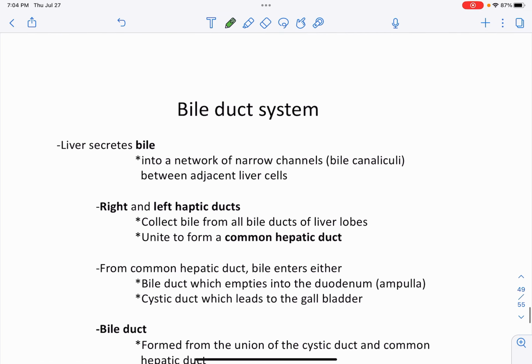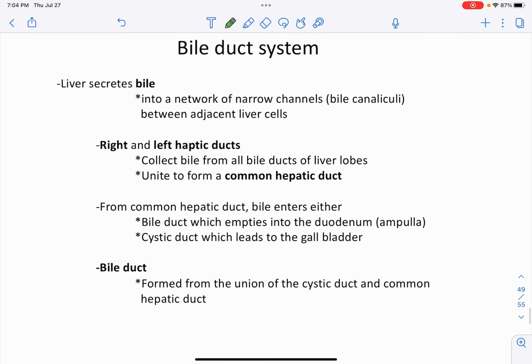All right, this next slide is outlining the names of the ducts that I already went over. So in case you need it, it's all written out here. I've already gone over it, so I'm probably not going to read it again. But if you need the information of the names of the ducts or where the bile is flowing, it is listed here.